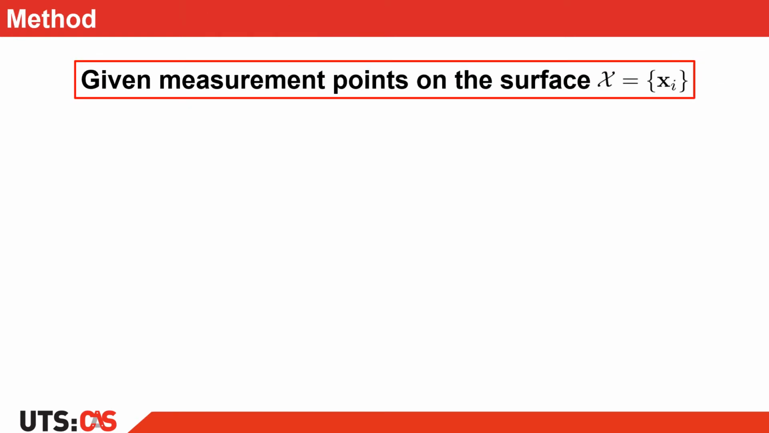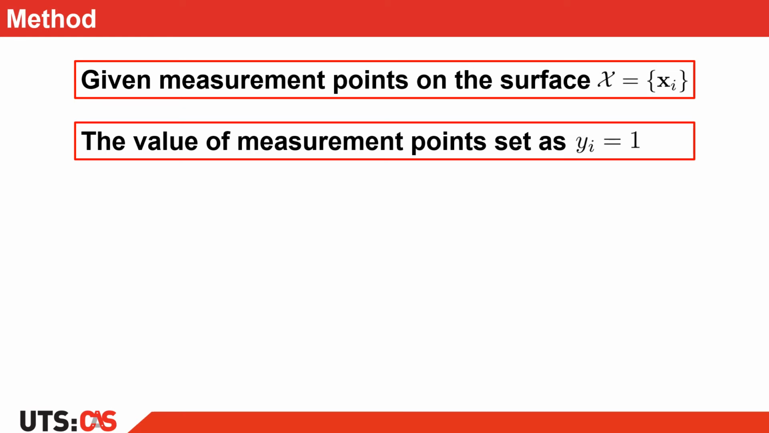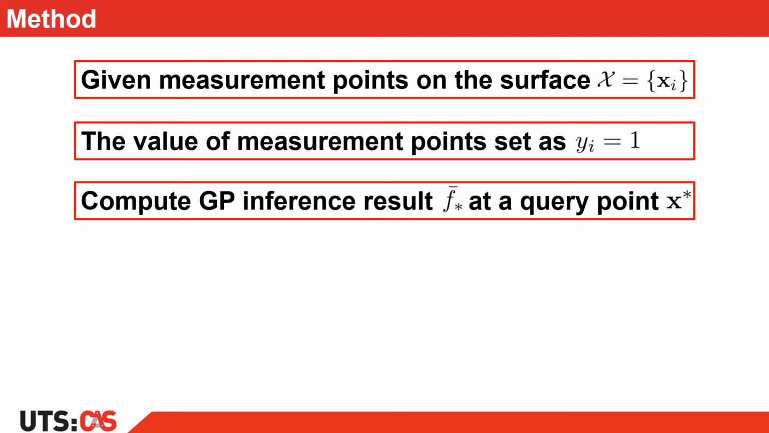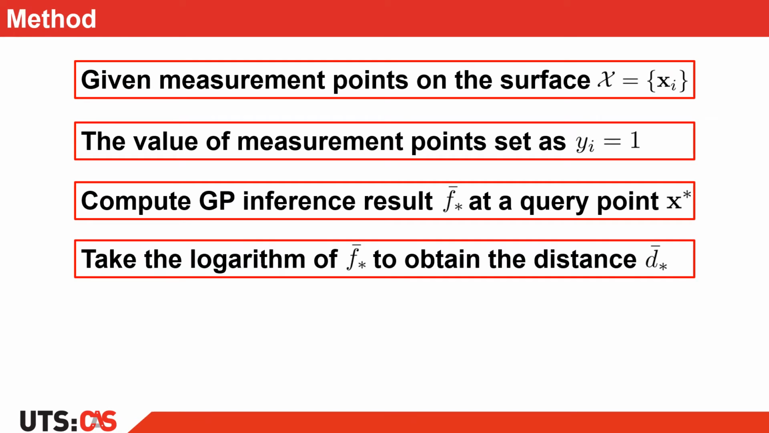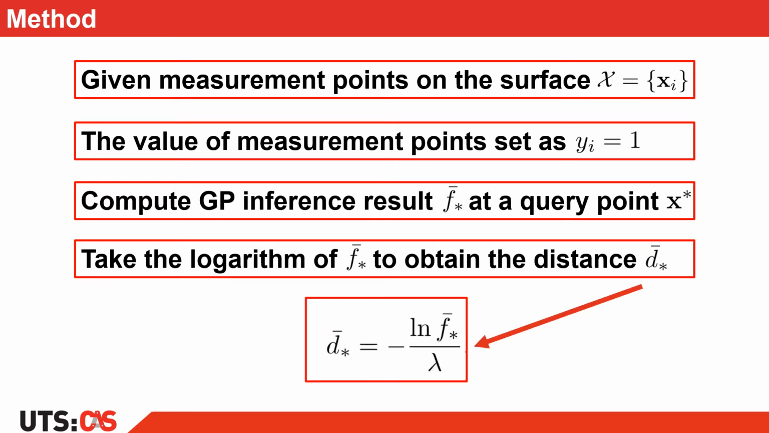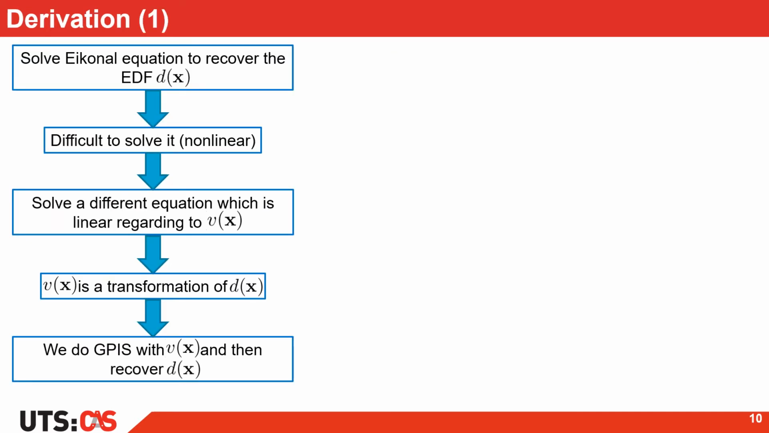So how does Log-GPIS work? As we mentioned before, only minor changes to GPIS can achieve Log-GPIS. Given a set of measurement points roughly on the surface, the target value of those measurement points is set to 1. Then compute the GP inference result at the query point. After we have the inference result, simply take the logarithm of the inference result to produce an accurate distance. That's it. In the following two slides, I will talk about the derivation of Log-GPIS.